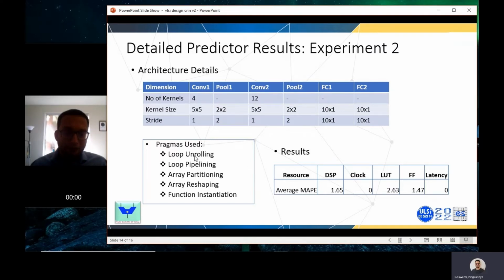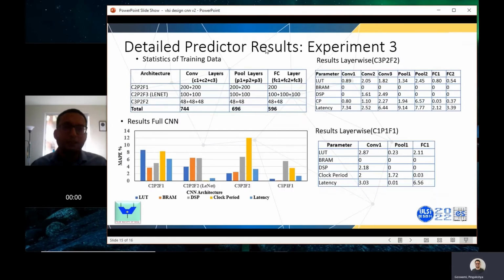We changed these 5 pragmas: loop unrolling, loop pipelining, array partitioning, array reshaping, and function instantiation. We get very little error, less than 3% error for all the 5 predicted parameters. For clock period and latency, the error is almost close to 0.